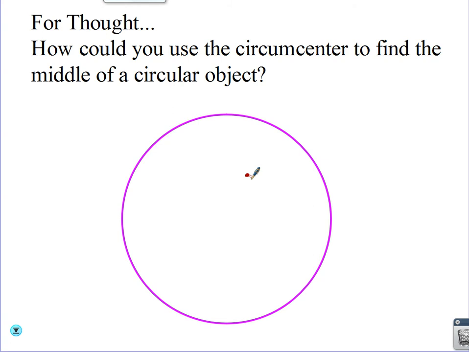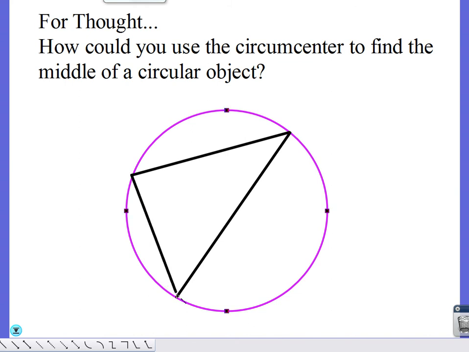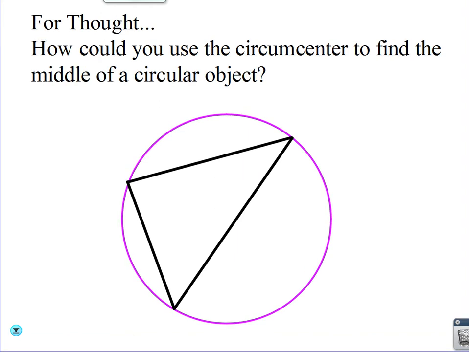So what we're doing now, how could we use the circumcenter to find the middle of a circular object? See if this helps. If I took and drew, and it doesn't even have to be a whole triangle, but if I took and drew a triangle inside of this circle, and that's doable. You've got a circular piece of wood and you need to find the middle of it, and you draw a triangle on that wood, what would you do next?